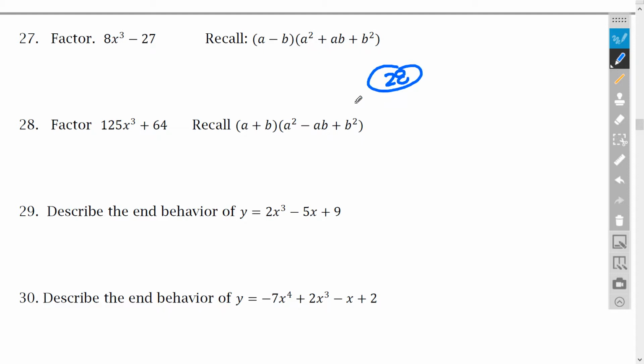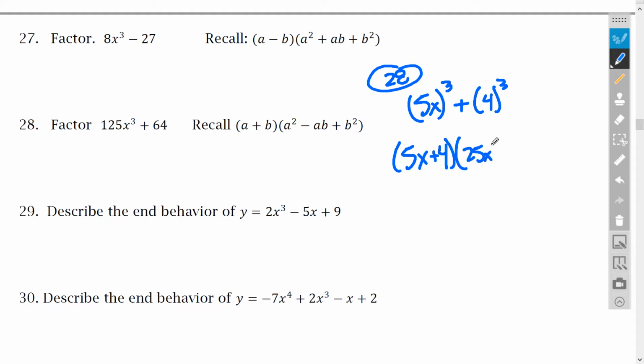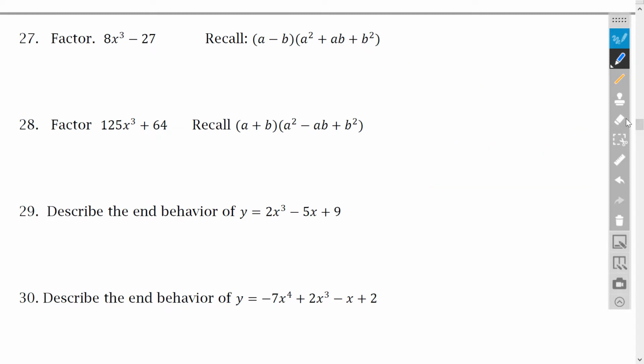Number 28 is a sum of two cubes, 125x cubed plus 64. Okay, so the first cube is 5x to the third, because 5 to the third is 125, x to the third is x cubed, and the second cube is 4, because 4 cubed is 64. So here's the formula for a sum of two cubes, so it's (a plus b), so (5x plus 4), and then a squared, so that's 25x squared, because a is 5x, minus a times b, so 5x times 4, so that's 20x, plus b squared, b is 4, so that's 16. So this is our factored form for 28.